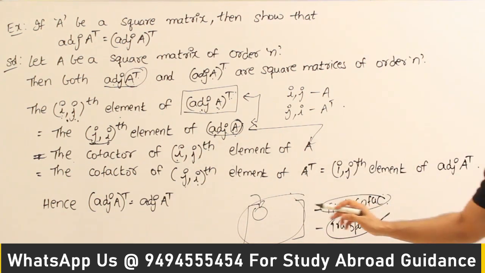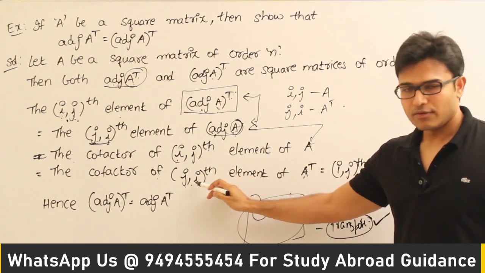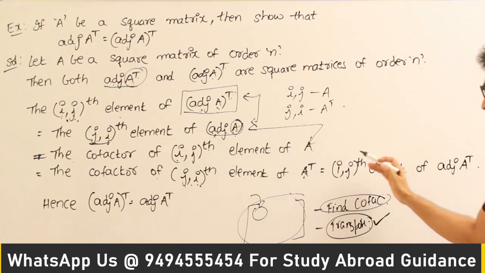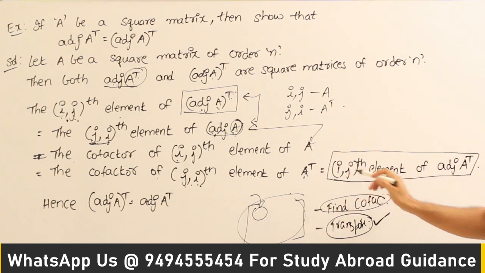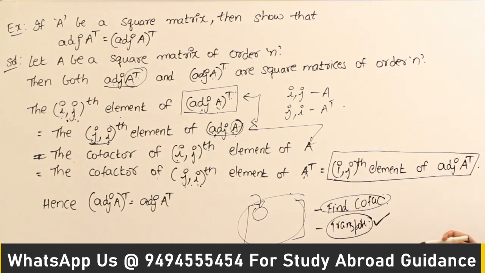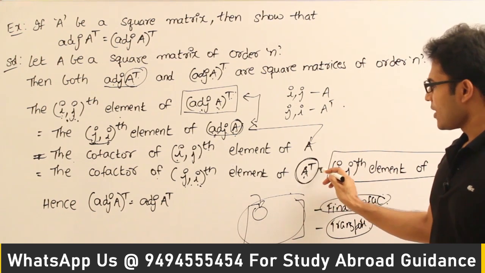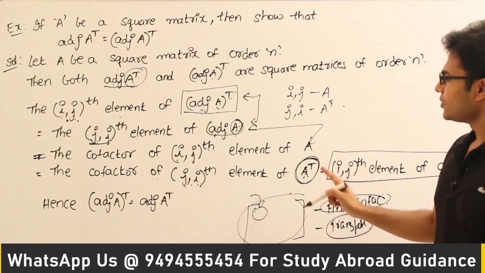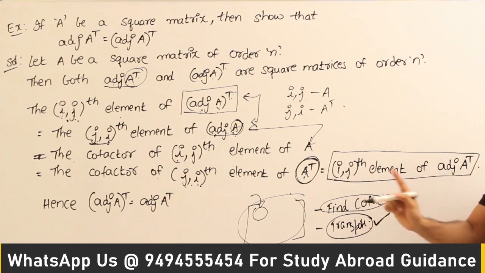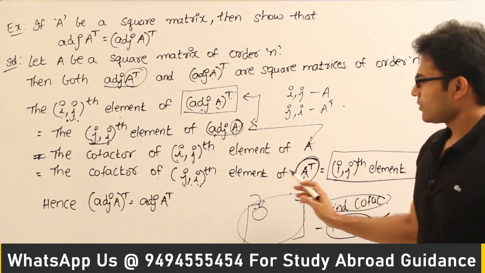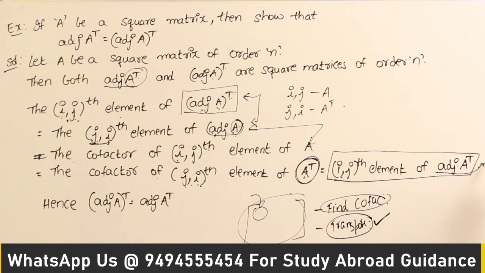Now what can you say? If it is the cofactor of the jith element of A transpose, then we can write it like this. It is equal to the ijth element of adjoint A transpose, which means we know this. If this is the matrix and we have to find the adjoint of this matrix, what we do is we take the cofactors of this and then find the transpose, right? Therefore, find the cofactor of this. It is already there, so the ijth element of this one.